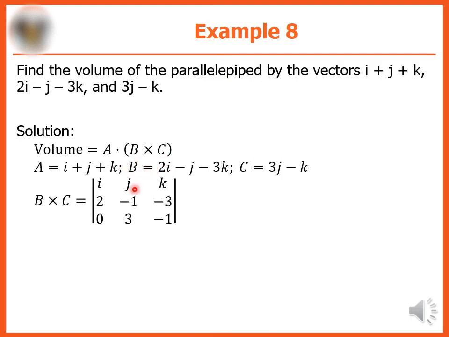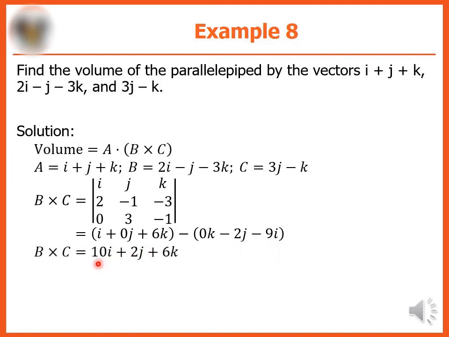B and C. So we have your elements i, j, k, and for the next row, we have 2, negative 1, and negative 3. For the third row, we have your C, so there's no i, so we have 0 for i, and then 3, and then negative 1. Solving for the determinant of this, you now have 0i plus 6k minus 0k minus 2j minus 9i. So this is equal to negative 9i minus 2j plus 6k.